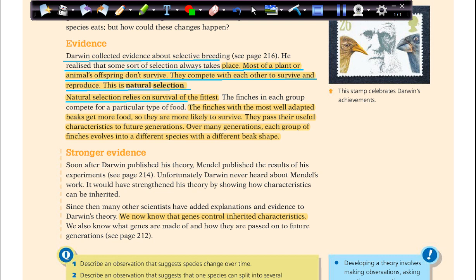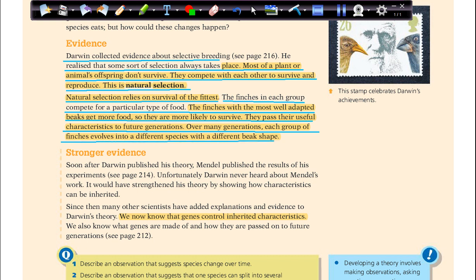Natural selection relies on survival of the fittest. So the strongest ones and the fittest ones will survive. That's why they call it natural selection. No one is selecting the offspring, but the strong ones survive. The finches in each group compete for a particular type of food. The finches with the most well-adapted beaks get more food, so they are more likely to survive. They pass their useful characteristics to future generations. Over many generations, each group of finches evolves into a different species with a different beak shape.